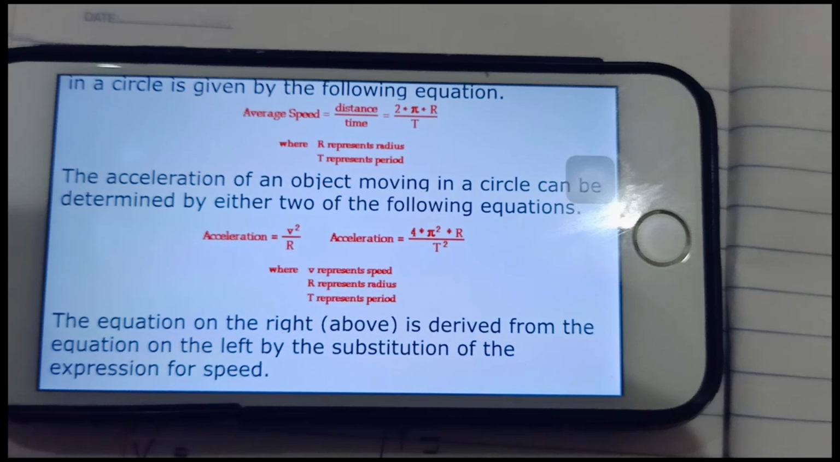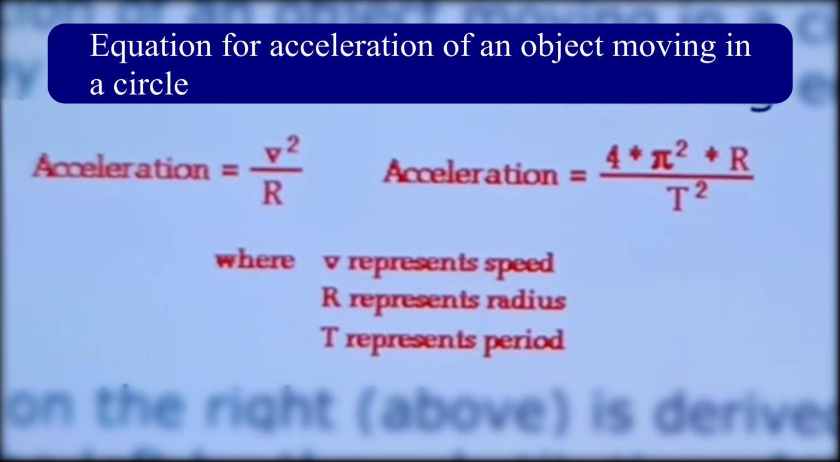The acceleration of an object moving in a circle can be determined by either of the following two equations. Acceleration equals v squared over r, and acceleration equals 4 times pi squared times r over T squared, where v represents speed, r represents radius, and T represents period. The equation on the right is derived from the equation on the left by the substitution of the expression for speed.